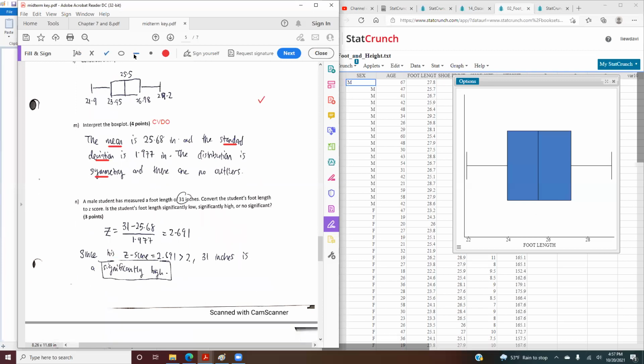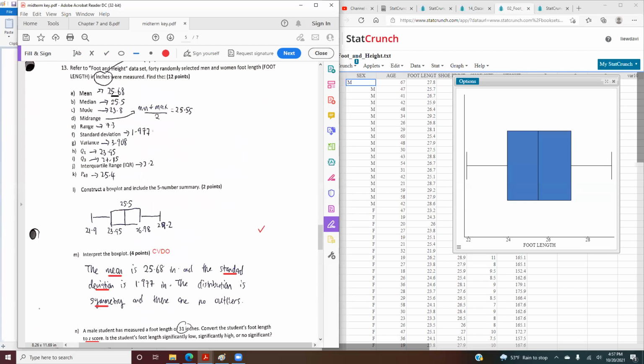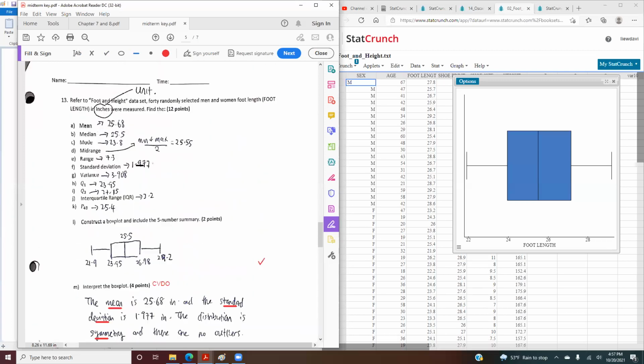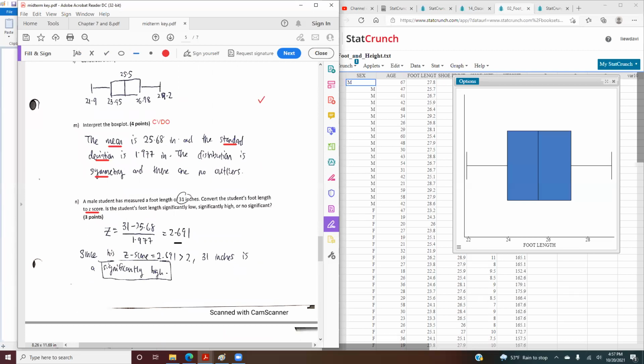The last one is you need to find the z-score. The smell in this case is 31 inches. To find the z-score, you take the value, which is 31, minus the mean. The mean is the one you found, 25.68, over the standard deviation, which you also found early on, 1.977. Your z-score is 2.671. The question is asking: is this significantly low, high, or not significant? Since the z-score is above 2, this is significantly high.